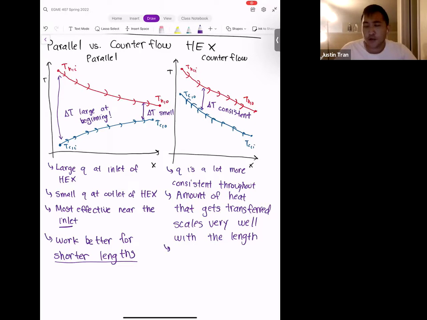Whereas counterflow heat exchangers are best when you want value. If you want to maximize the total amount of heat transfer that you can do, and space is not really an issue, then counterflow heat exchangers are going to be better for that.